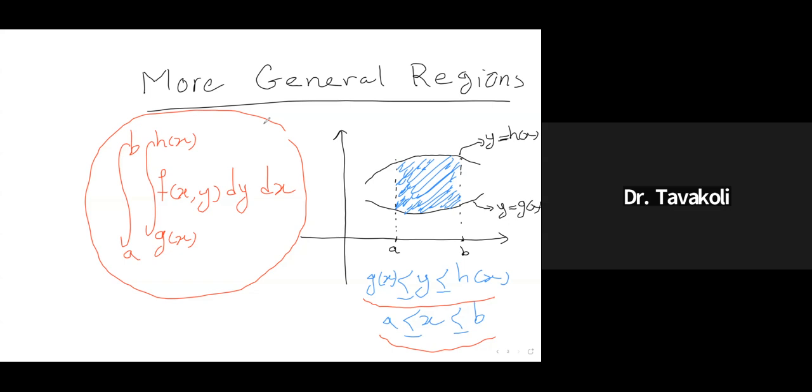But before doing that, let's for now focus on the region and do a couple of examples where we determine the region. So for now, instead of computing the double integral, we just focus on the region. But of course, after these examples, we'll start computing double integrals over general regions.